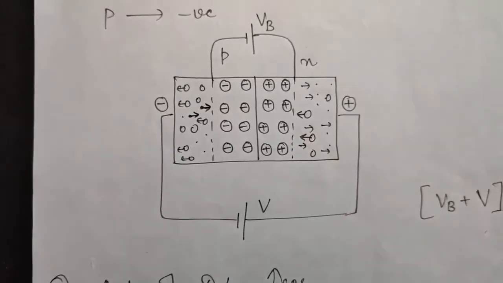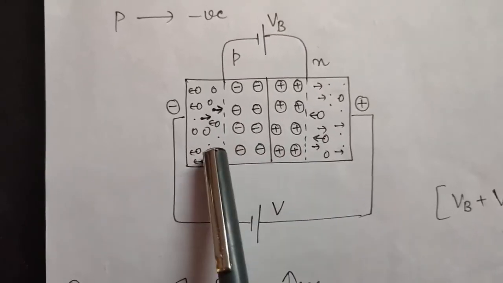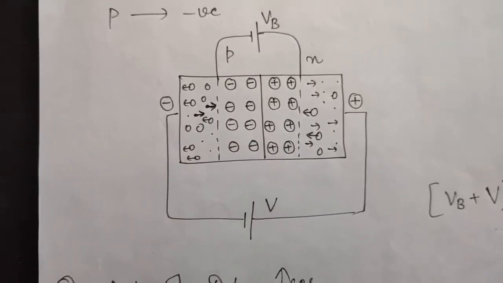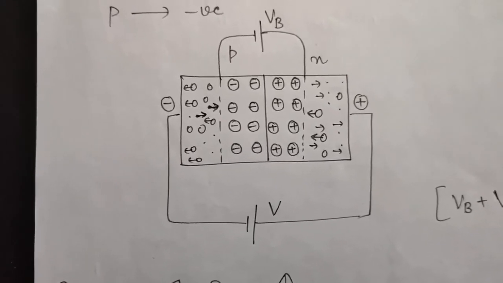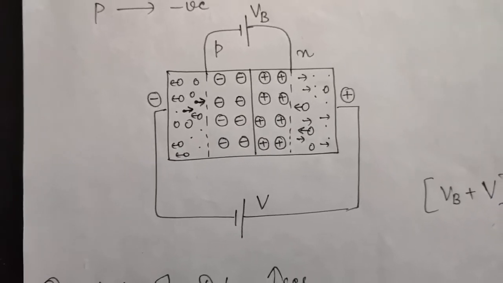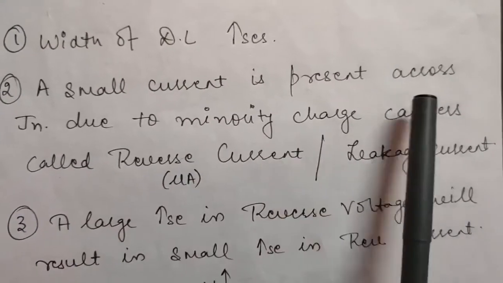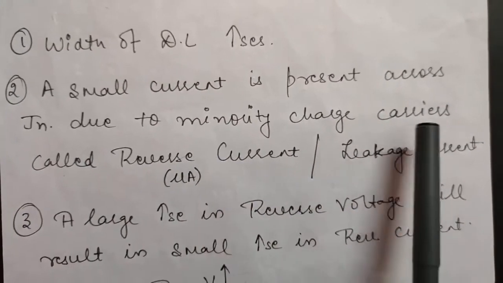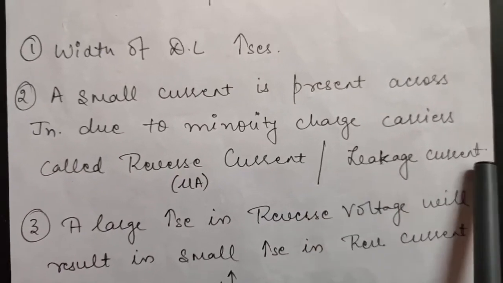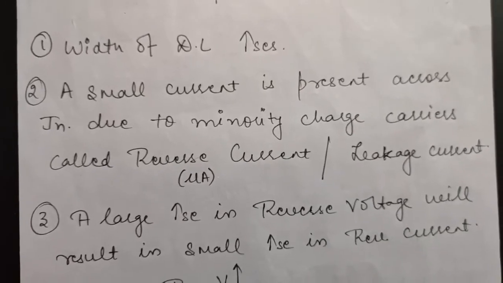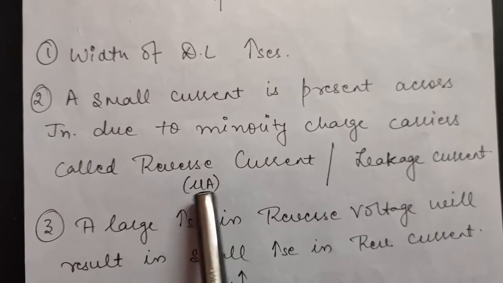So you can say there is a movement of minority charge carriers along the junction when reverse biased, and obviously because these minority charge carriers are in very small amount, this current will also be very small. So our second point becomes: a small current is present across the junction due to minority charge carriers, which is called reverse current or leakage current, and it is in the opposite direction to the forward current, obviously, and it will be in the order of microamperes.